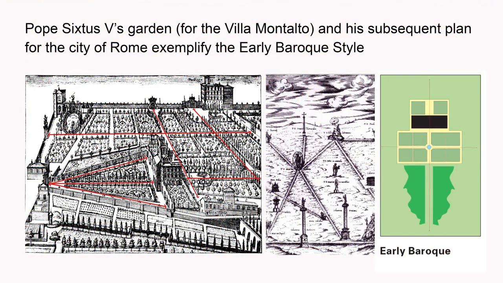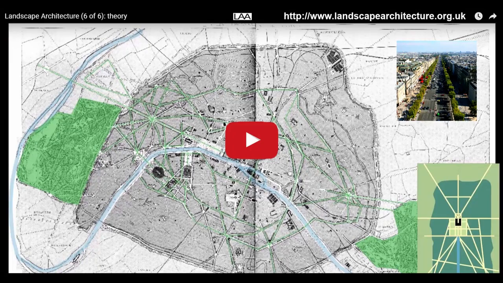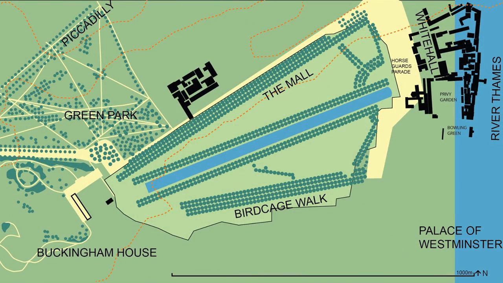Sixtus V, having experimented with axial lines in his own garden at Montalto, applied the idea to the centre of Rome when he became Pope in 1521. In the 17th century, André Le Nôtre gave Paris its first avenues, and Christopher Wren used the idea in his unadopted plan for rebuilding London after the 1666 Great Fire.